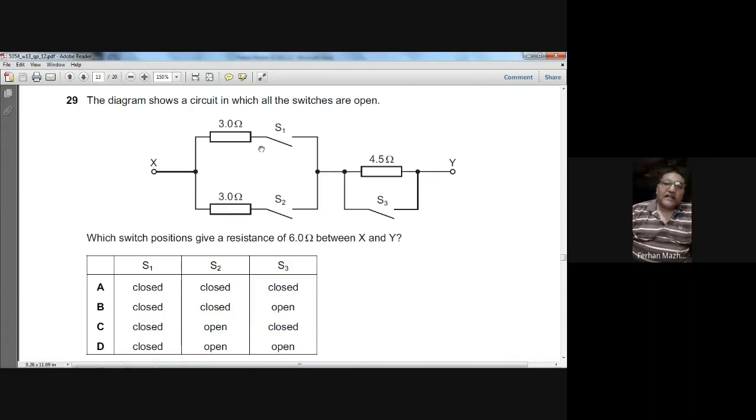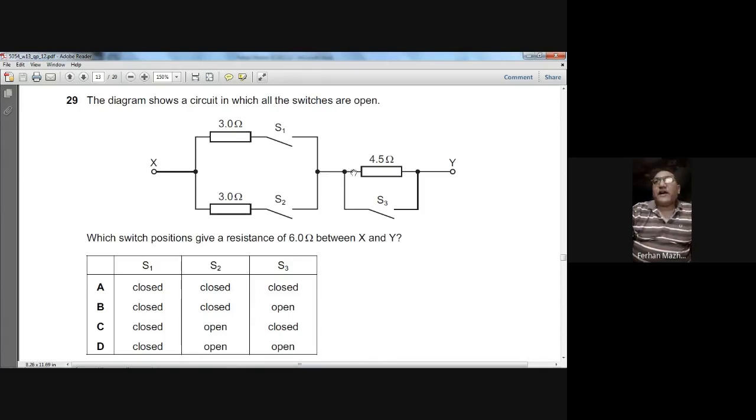You know how to find the combined resistance of two parallel resistors? 1 by R equivalent is equal to 1 by R1 plus 1 by R2. So 1 by R equivalent is equal to 1 by 3 plus 1 by 3. So 1 by R equivalent will be equals to 2 by 3. R equivalent will be equals to 3 by 2, which will be 1.5 ohm. So close switch S1 and S2, and their combined resistance will be 1.5.